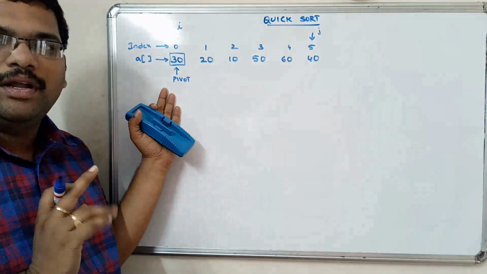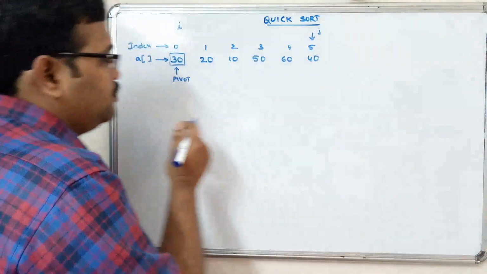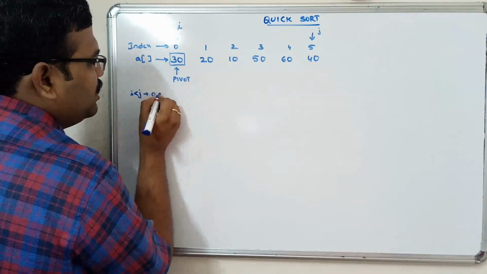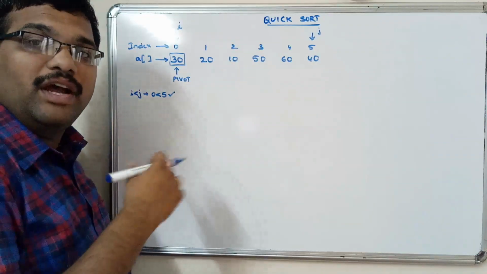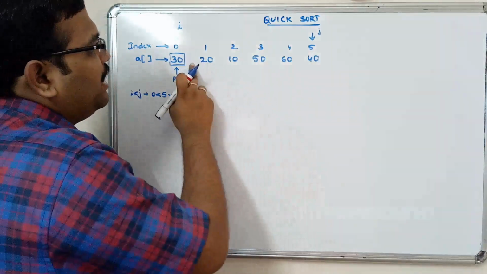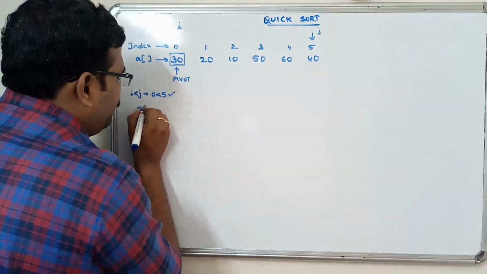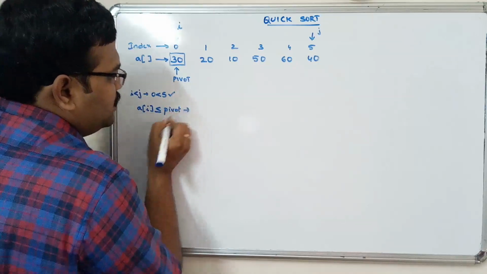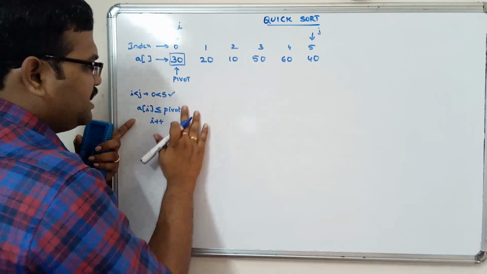So we have considered this one, and next i is initialized to low and j is initialized to high. So i less than j, that is here 0 less than 5. The condition is true. We have to repeat the process. So what do we have to repeat? We have to keep on incrementing i until a of i is less than or equal to pivot. So a of i less than or equal to pivot. See this condition, i plus plus. We have to repeat the same process.